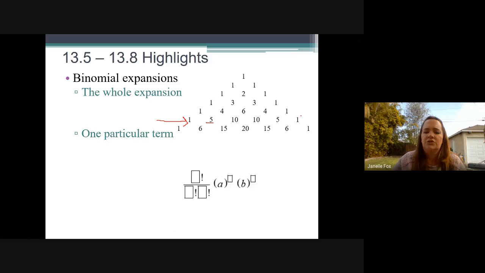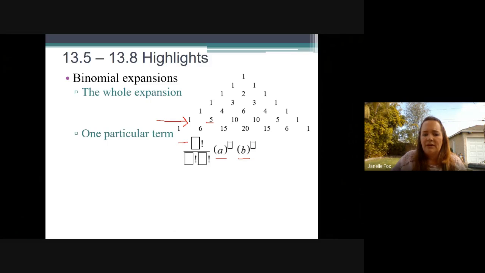The other thing is if they ask you for one particular term, remember every term is of this form: the first guy raised to a power, the second guy raised to a power, and then the factorials. The factorial on top is the total number you're raising it to. These two numbers here are the exact same numbers as these coefficients with their factorials. Remember, when you're putting this into your calculator, you have to put parentheses around the denominator to make sure it comes out right. And if there are any other numbers in here, like a 2a, you have to raise that to the power.